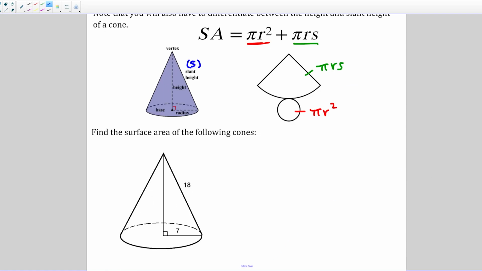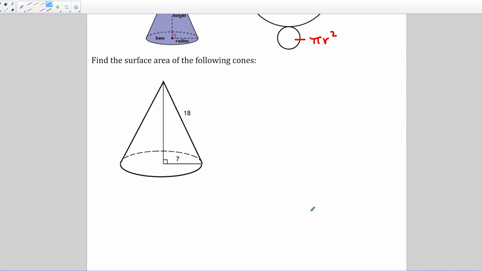So taking a look at our first example, all we're going to do is start by writing down our formula. So we've got surface area is equal to pi r squared plus pi r s. And then we're going to identify our known variables. So in this case, we can see here that our radius from the middle of the circle to any of the outside edges, we got a radius of 7.